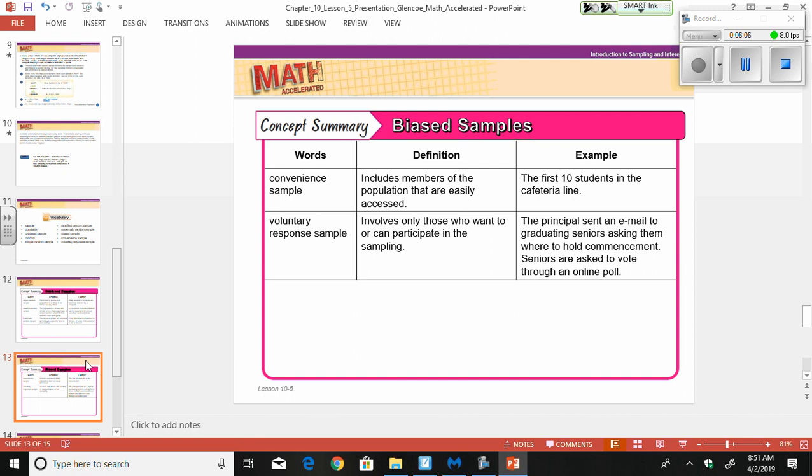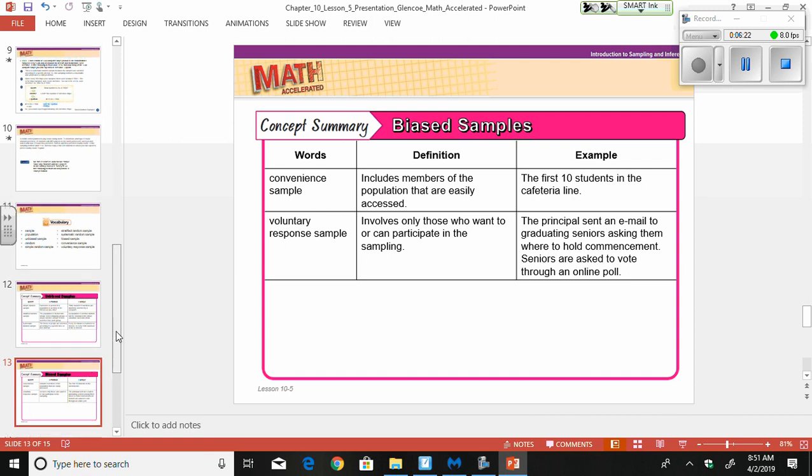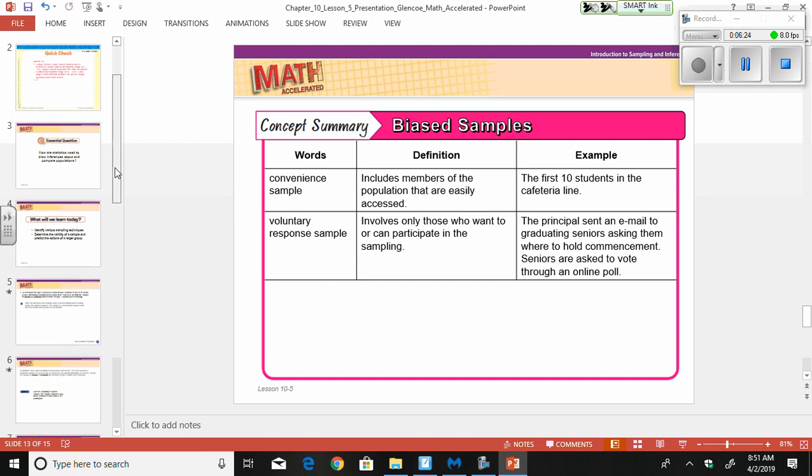Or you can do voluntary response sampling. That involves only those who want or can participate in sampling. So the principal sent an email to graduating seniors asking them where to hold commencement. Seniors are asked to vote through an online poll. That's a voluntary response. They voluntarily go and answer those questions.